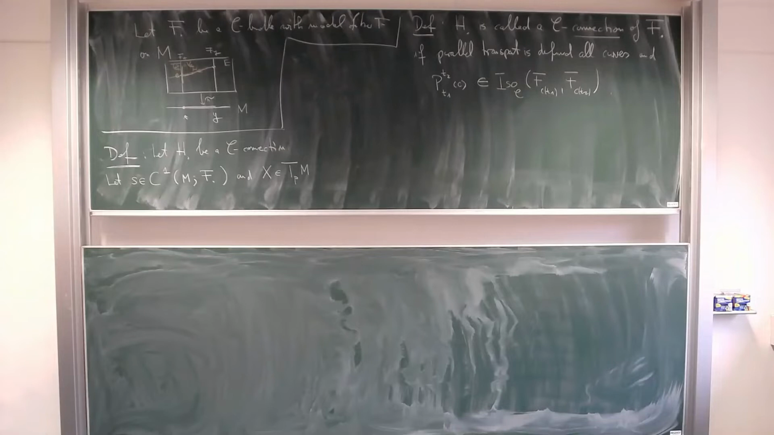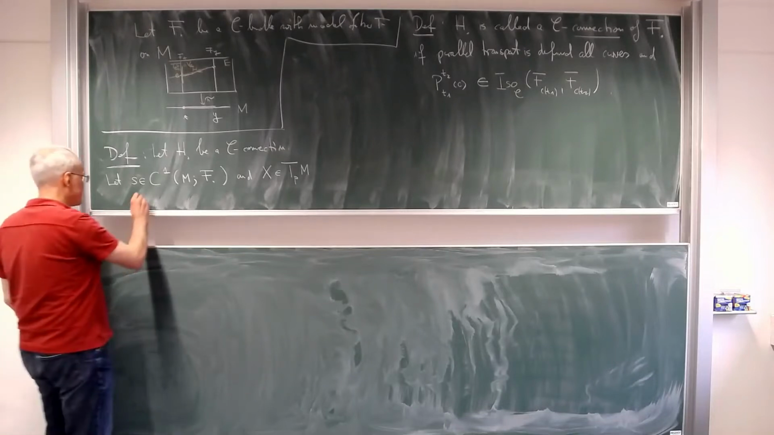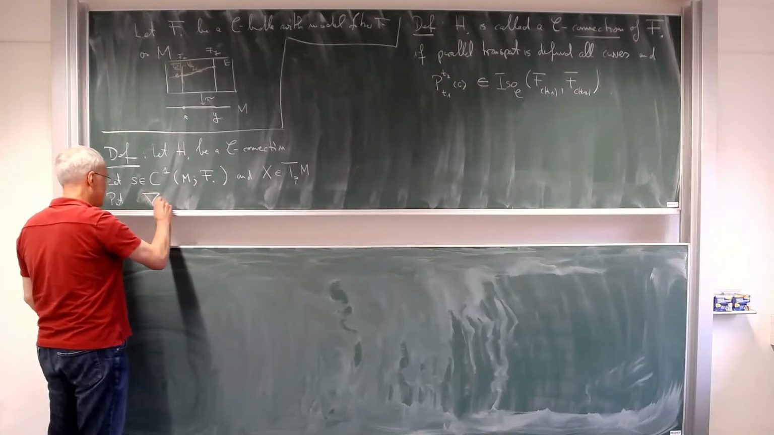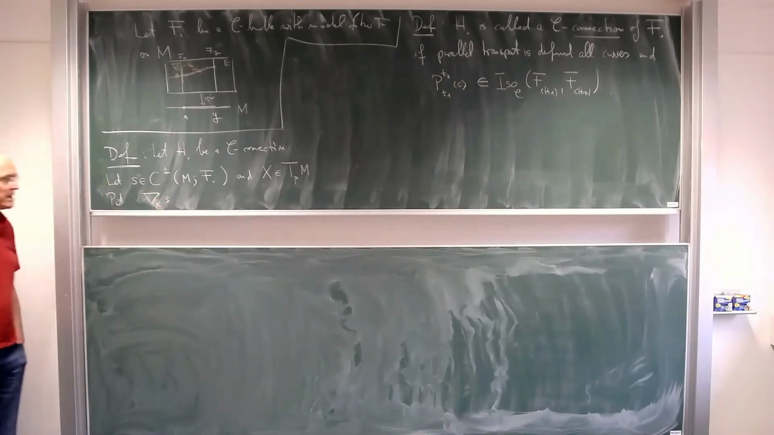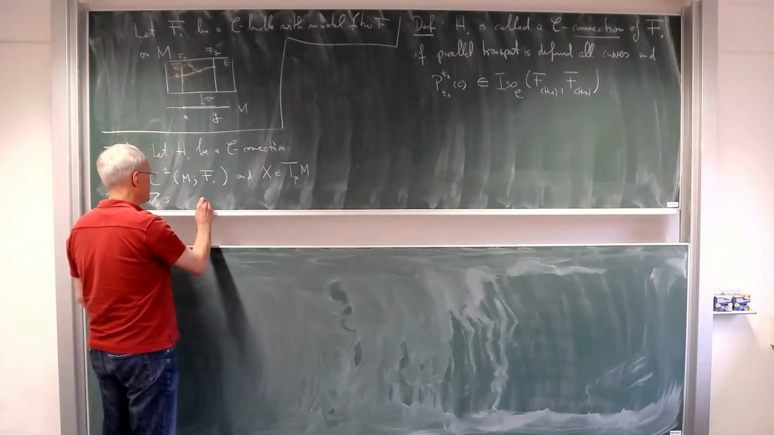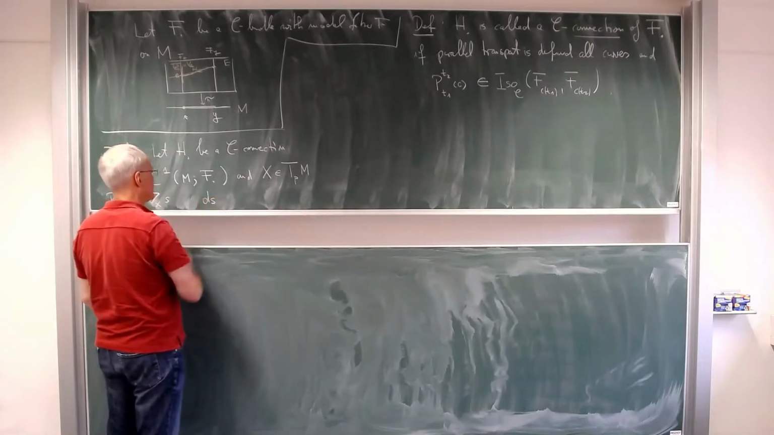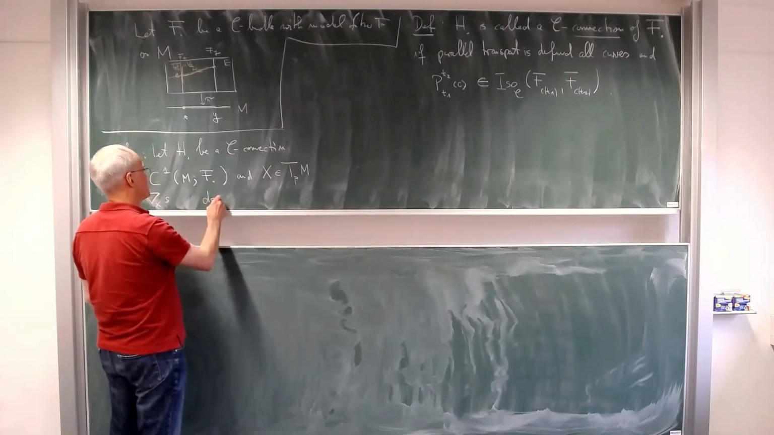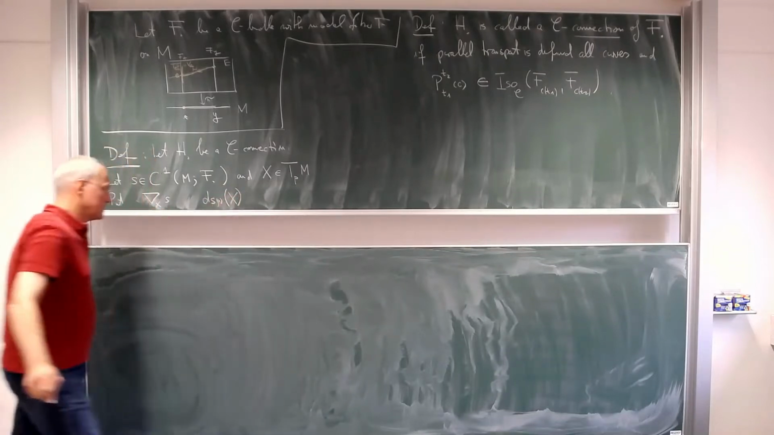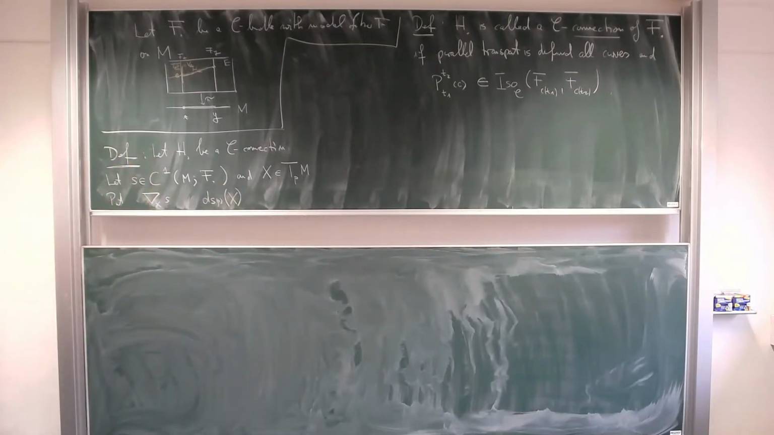Then I want to define the covariant derivative nabla_X S. So I want to differentiate S at the point P in direction X. How do I define that? There is a way to differentiate sections by just taking the differential of S at the point P and inserting the vector X into it. What does this give me?